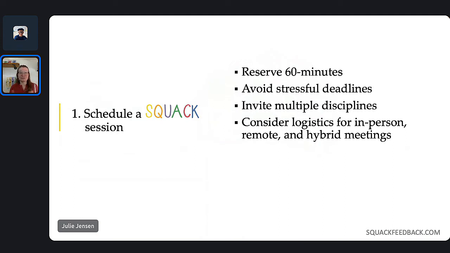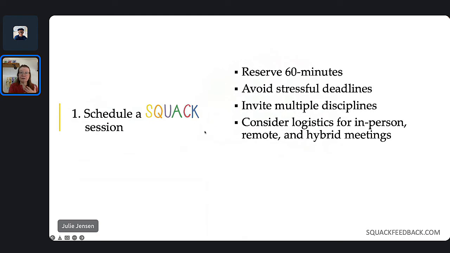Try to make it after deadlines. Don't make it something that they're having to do before a prototype is due or before a launch date happens, right? Include multiple disciplines. And then there's lots of logistics to consider for in-person, remote, and hybrid meetings, and how to enable the people to provide and categorize their feedback.